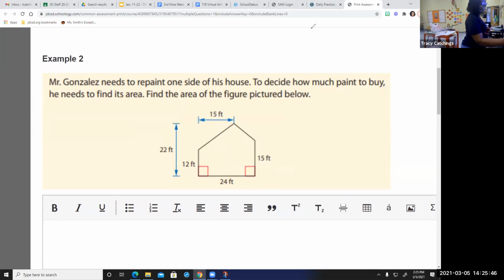Problem number 2. Ms. Gonzalez needs to repaint one side of her house. To decide how much to paint, she needs to find this area. All right, so looking at this shape, first thing I'm going to do is separate it.